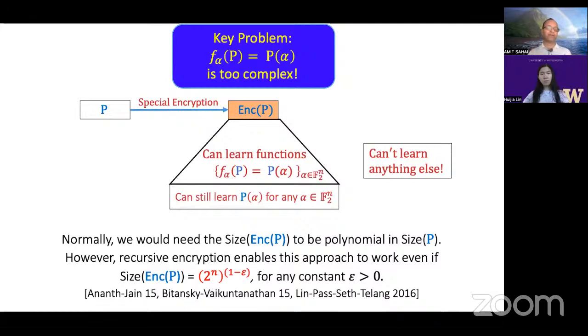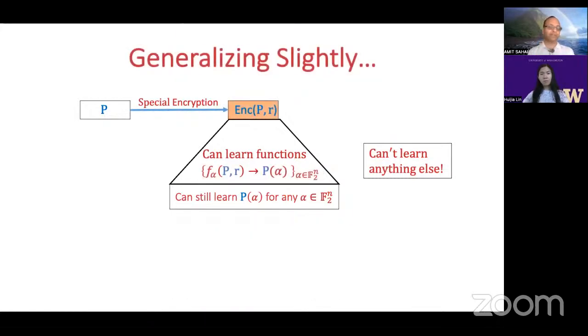So now we want to think about how can we reduce this problem? How can we make the complexity of these F alphas simpler so that we can somehow achieve our goal? Here, what we will do is we will first generalize slightly. Instead of simply encrypting our program P, we will encrypt our program P together with some randomness R, okay? And now our functions F alpha of P comma R, they don't simply output P of alpha. Instead, they output information that allows a user to reconstruct P of alpha and nothing more, okay? So in this way, we've slightly generalized our previous notion to allow for this reconstruction of the output. But this turns out to be a very useful generalization, okay?